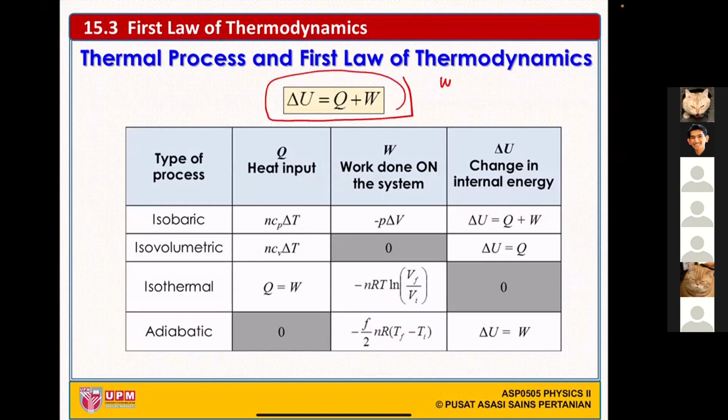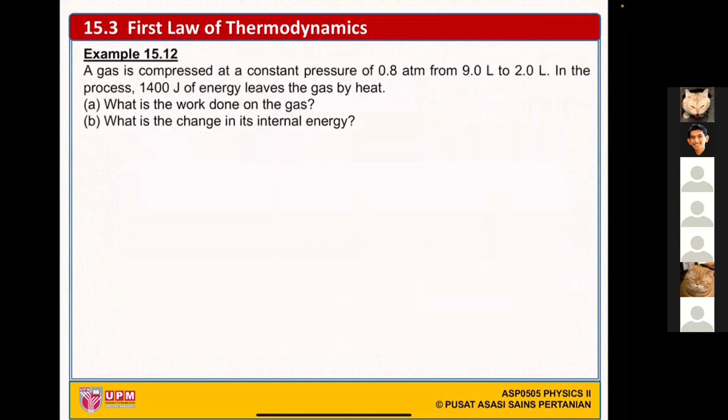Dan kita tahu work sama dengan negative P the change in V, and the change in U is equal to f divided by 2 nR the change in T. So kita boleh lah apply lah konsep ni dalam mana-mana sistem. Okay, kita tengok example.